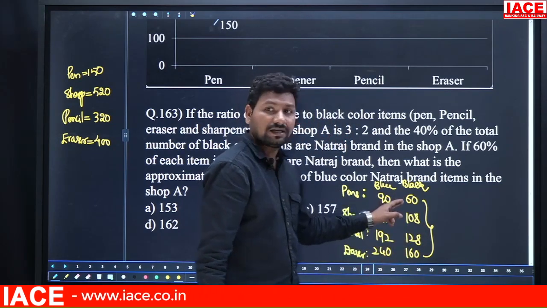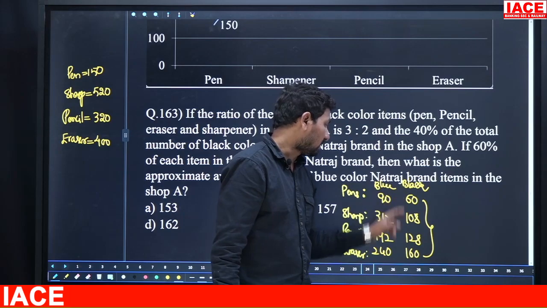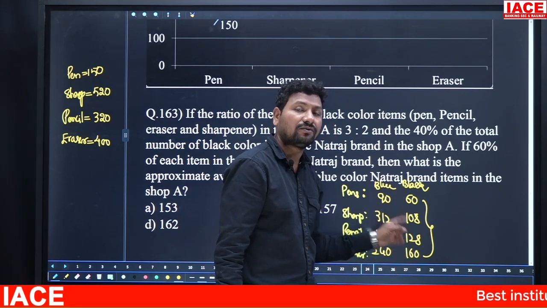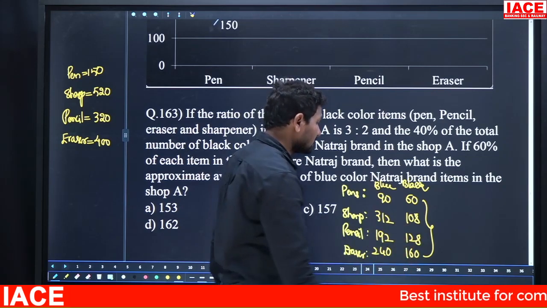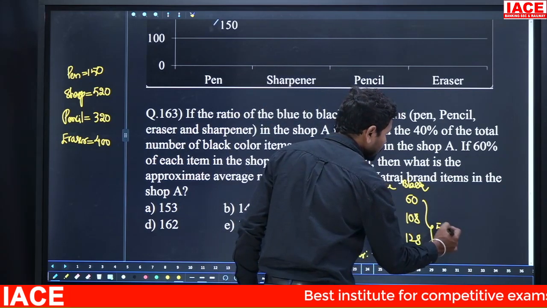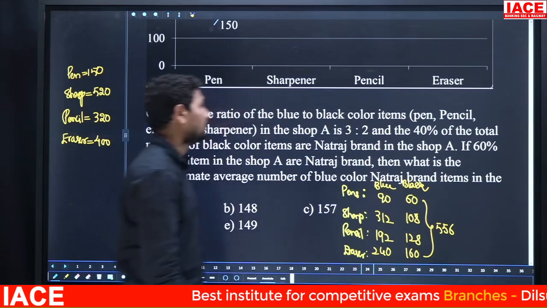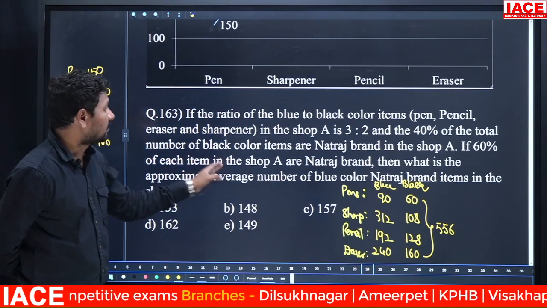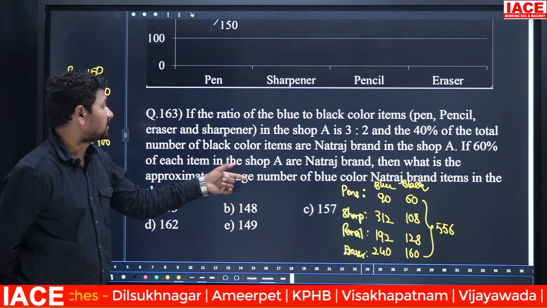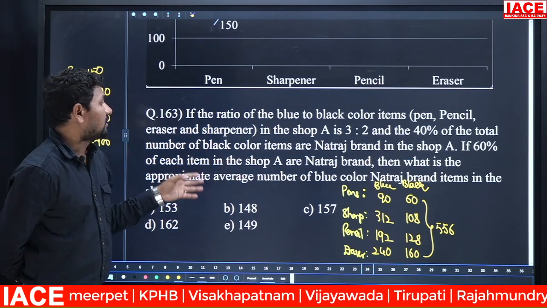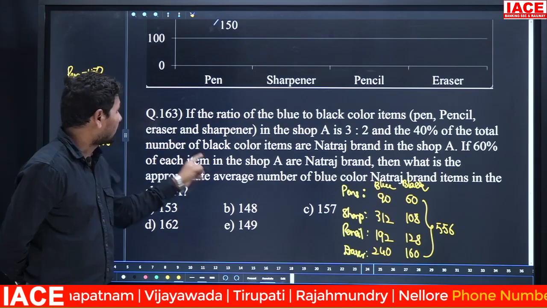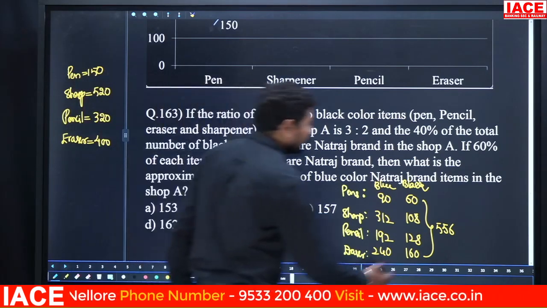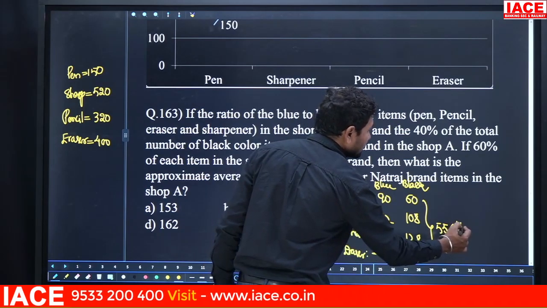160 plus 60, 220. 220 plus 120, it is 340. 340 plus 100, 440. 440 plus 108... it is 556. It is 556. In this 556, 60% of each item in shop A are Nataraj brand. And here 40% of the total number of black color items are Nataraj brand. Then 556. In this we will take how much percentage? 40%.